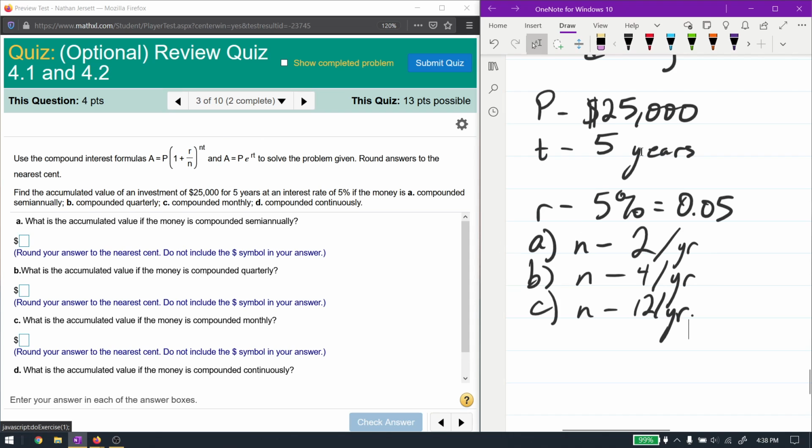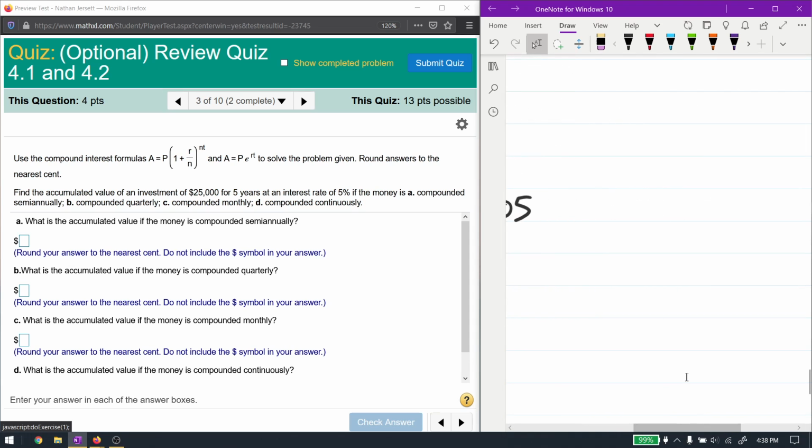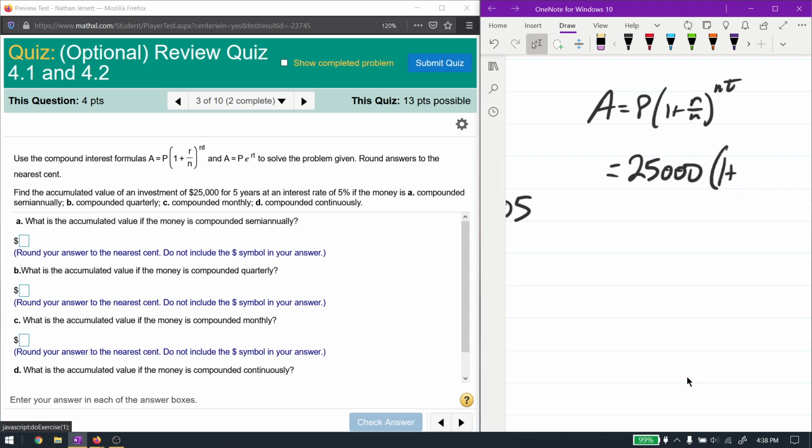And all I'm doing here is I'm just going to plug this into the formula. So I'll show you for part A. A equals P(1 + R/N)^(NT). We're trying to figure out what is A when P is 25,000. 1 plus 0.05. And then for part A, it says compounded semi-annually. In other words, 2 times per year. So N is 2. And then to the NT, N is 2, T is 5. So all I'm doing is I'm plugging this into a calculator and solving.